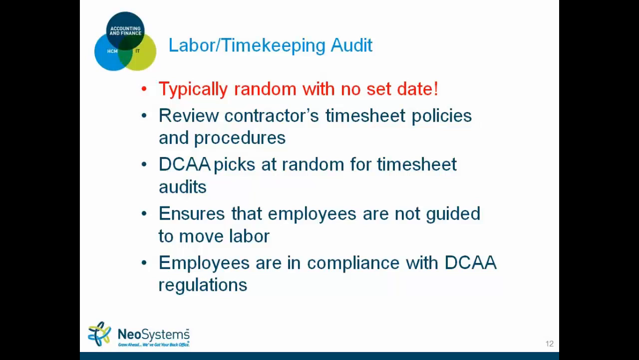Really the main purpose of this type of audit is to review the contractor's timesheet policies and procedures and to ensure that the employees are in compliance with DCAA regulations. So when DCAA comes over, they're going to request a list of all employees, billable and non-billable, and they're going to randomly pick employees off that particular list. And what they'll do is also ask for a timesheet report that lists basically day by day within that particular time frame that they're asking for. And then they're also going to ask to interview that particular employee behind closed doors.